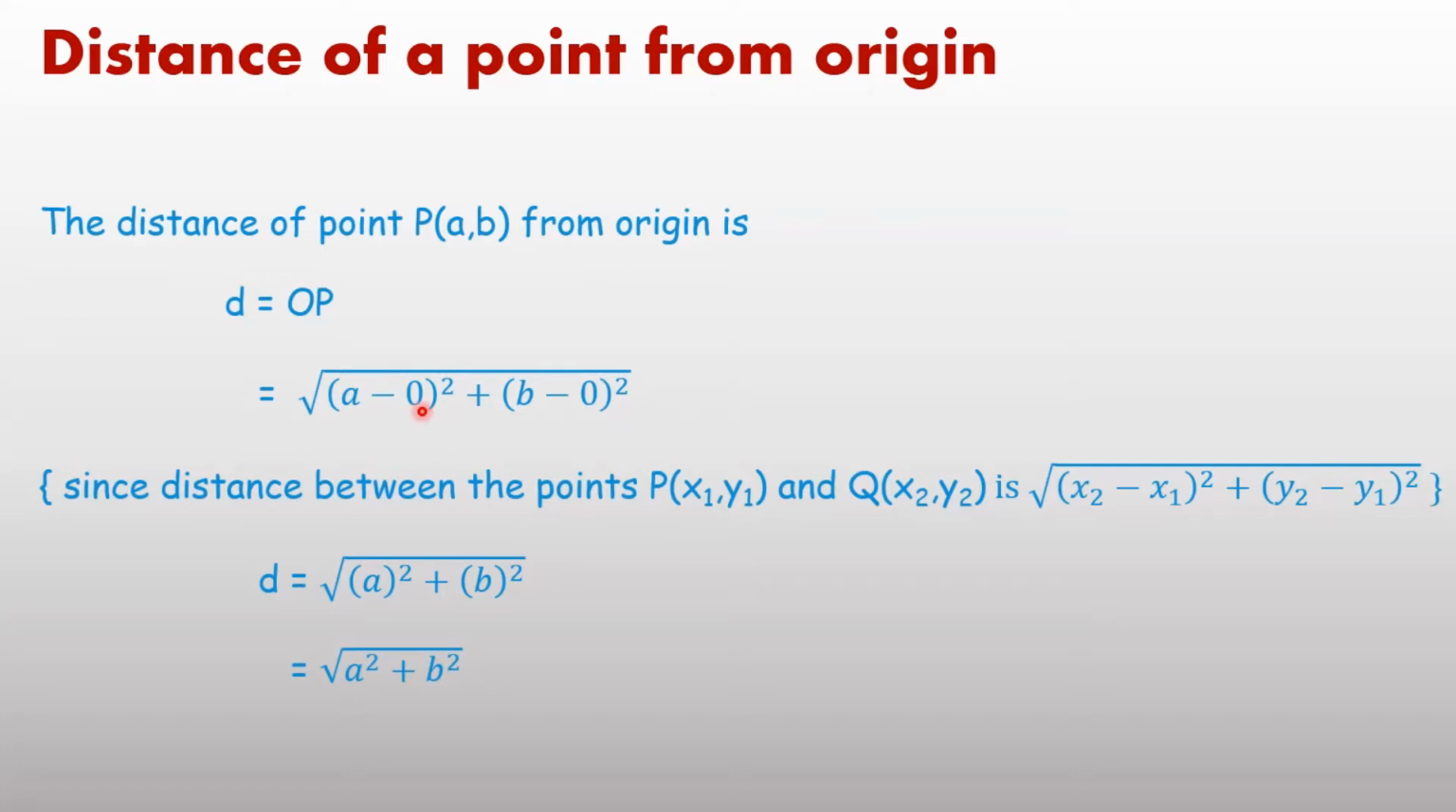Therefore, (x2 minus x1) whole square becomes (a minus 0) whole square, plus (b minus 0) whole square, which equals a square plus b square. Therefore, the distance of point (a, b) from the origin we can directly find using the formula under root a square plus b square, that is, under root x coordinate square plus y coordinate square.